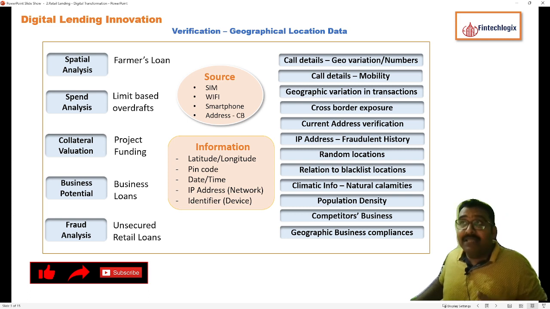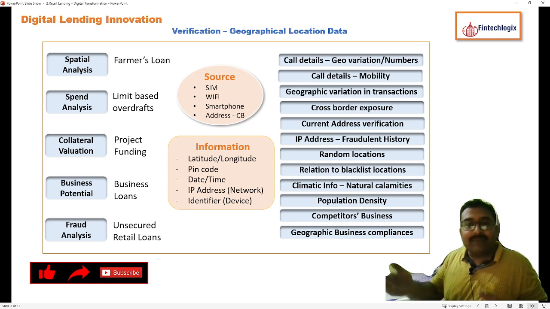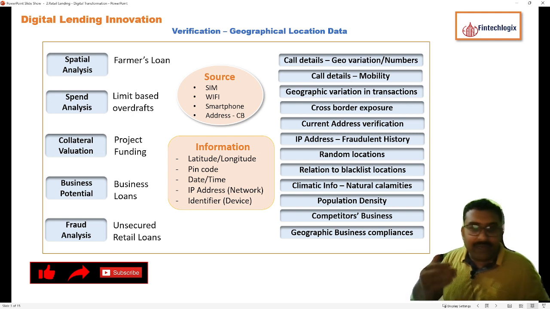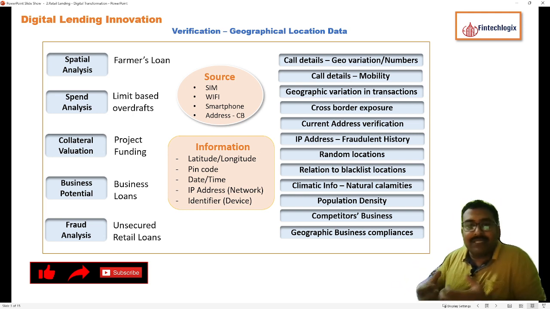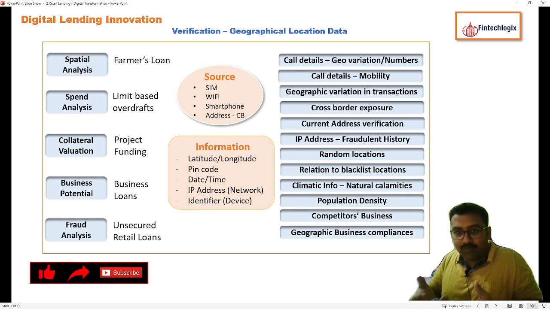Spend analysis, specifically for any kind of limit based loans or even credit cards. With spend analysis, you can get where all the customer spends, right? Whether there are local spends or even cross-border spends, that helps in deciding the customer's limit, looking at the exposure he has.